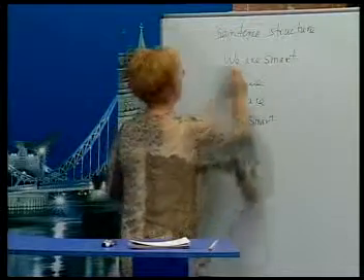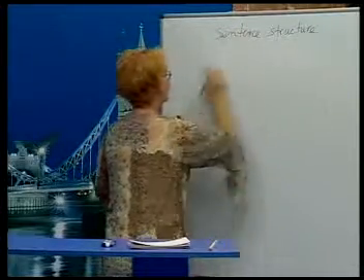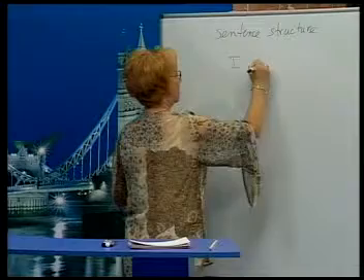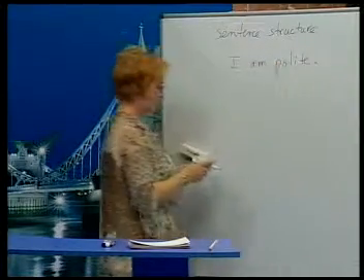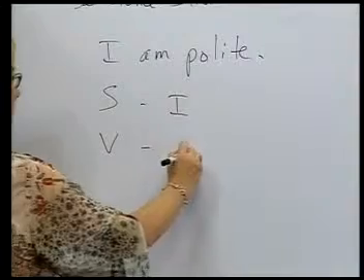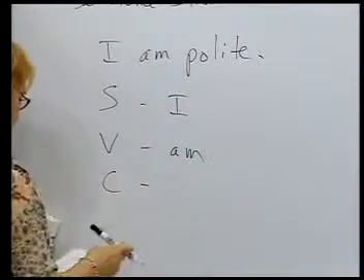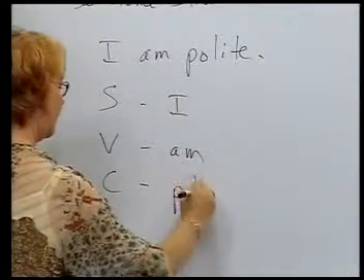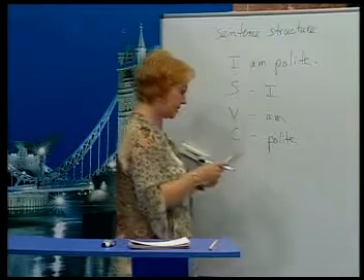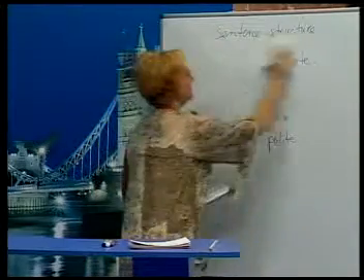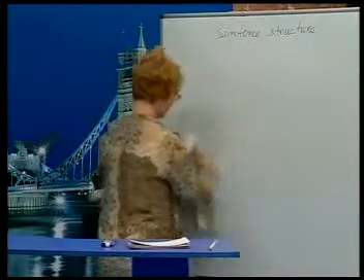Now, Lisa, here's one for you. I am polite. Okay, Lisa, what is the subject? I. What is the verb? Am. And what is the complement? Polite. Okay, now say the sentence. I am polite. Yes, you are polite.